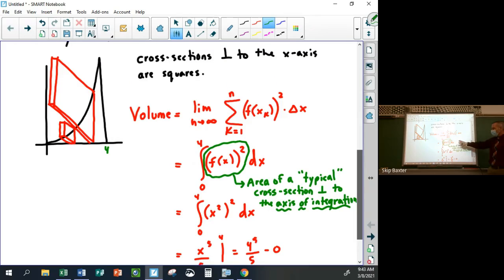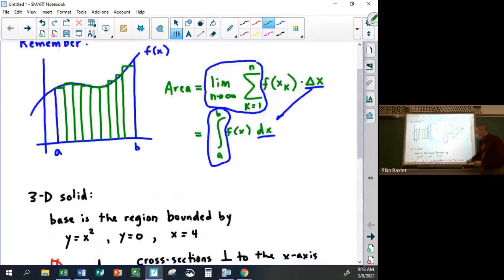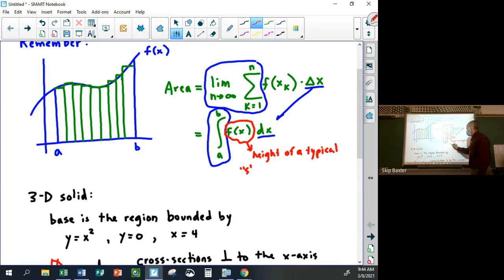So this is not inconsistent with our area stuff, because if you look at our area stuff, what went in here, this integrand up here, ended up being the height of a typical slice perpendicular to the axis of integration.